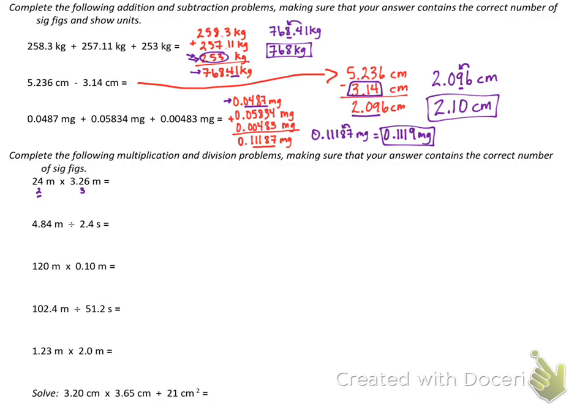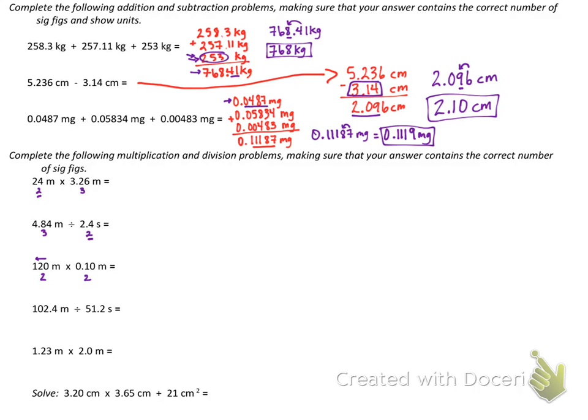Again, the decimal point is present. This one has 3 sig figs, 2 sig figs, so my answer should have 2 significant figures. We have 120. The decimal point is absent. Remember, we go from right to left. So in this case, we have 2 significant figures. Here it's present. We still have 2 significant figures, so our answer is going to have 2 significant figures.